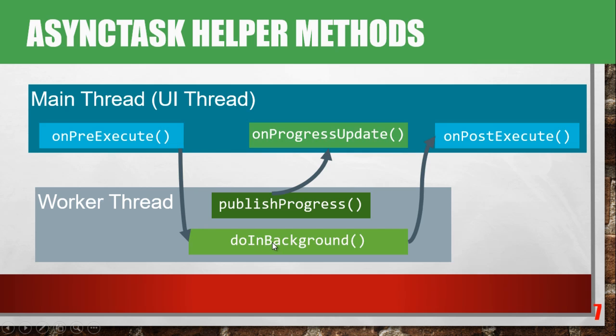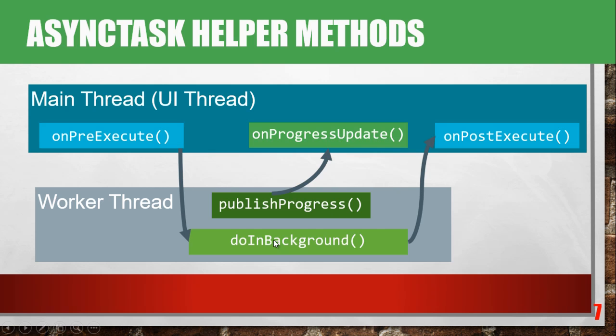This method runs in the background thread, which is nothing but a worker thread. And if you want to update the UI from the background thread, you must call publishProgress inside the doInBackground method. Then publishProgress passes the value from the background thread to onProgressUpdate to update the UI. And onProgressUpdate will run on the UI thread and it will update the UI.